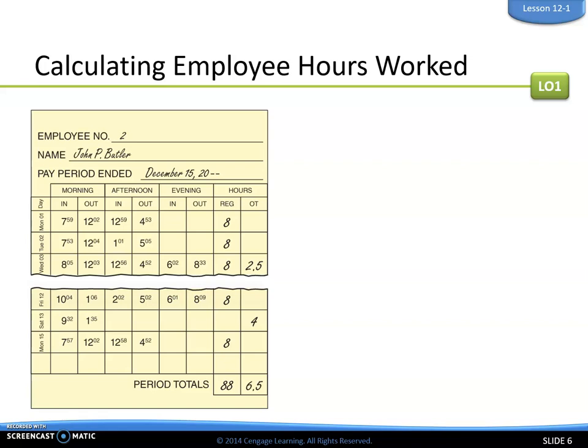One thing that we have to do from our time cards is calculate employee hours. Again, this is something that's evolved in that we've made it a lot more computerized, so it automatically does this for us.